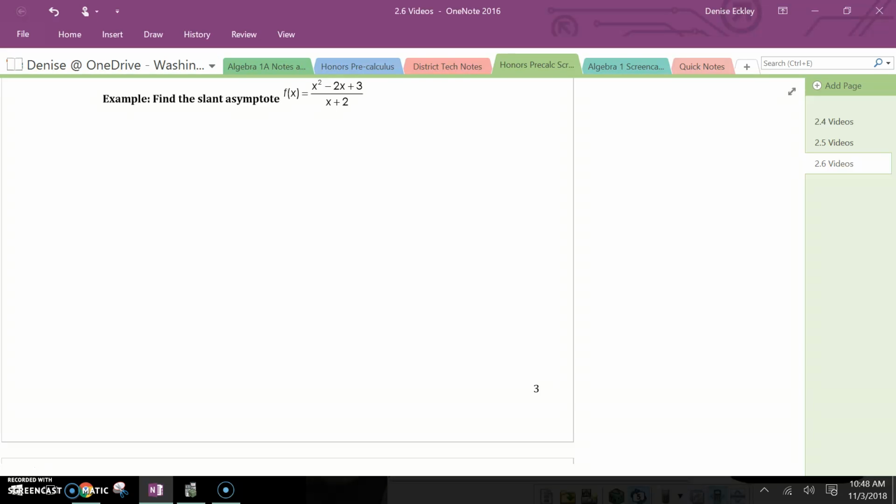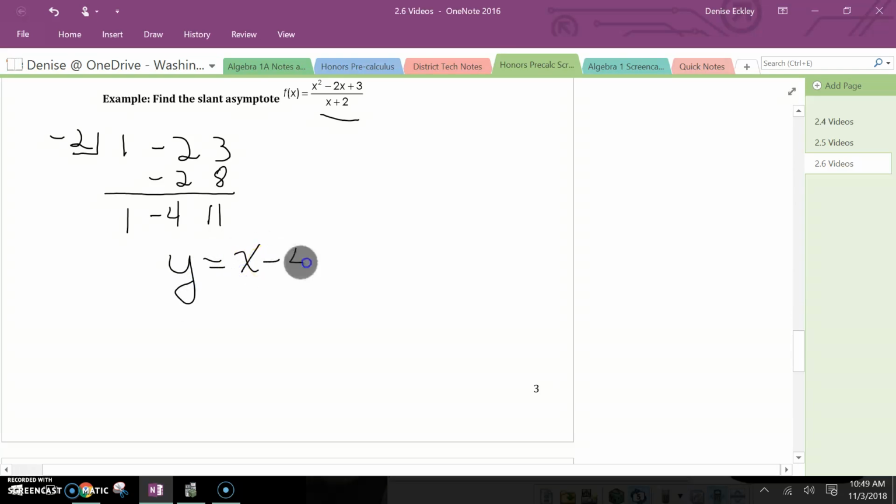Now, the book said that you use long division, which is true, but in this case, our divisor or denominator is linear, so we can use synthetic division for this. So we're going to set up our synthetic division and then find what the polynomial is when we get the result of the synthetic division. And when we do that, we get this polynomial, which is linear. So y equals x minus 4.